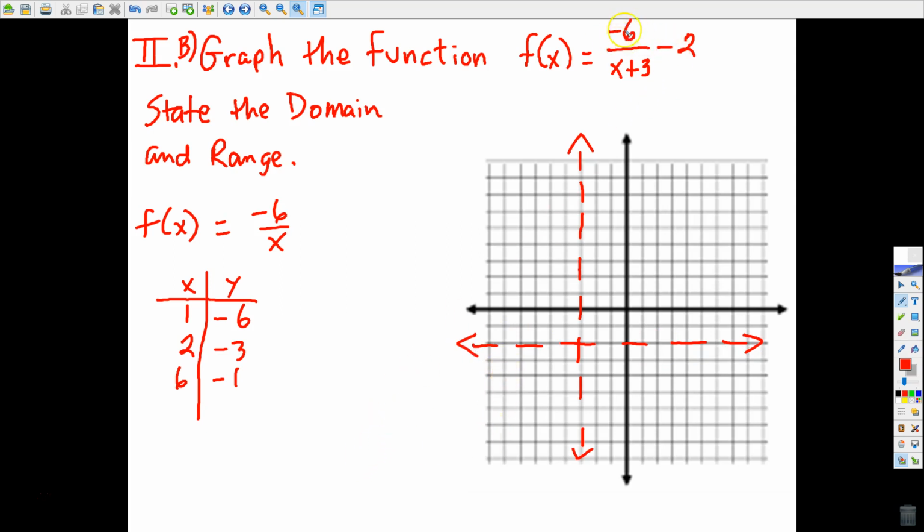Now something interesting is going to happen when the numerator is negative. Let's start plotting our points. Remember, where these 2 asymptote lines cross, that's the new origin. This is where we're going to start plotting. So here's 1, negative 6. Right 1, down 6. 2, negative 3. 6, negative 1. And there's a branch. You really just need 3 points for each branch. I'll try it from this side.